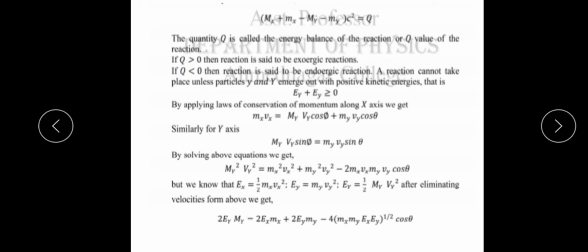We are going to put here Vy, here 1/2 is remaining, for Vy square 2Ey divided by my. Similarly, here also Vy square where we can find, and put this value of Vx, Vy and capital Vy in this equation. Okay, and after putting we will get this equation.